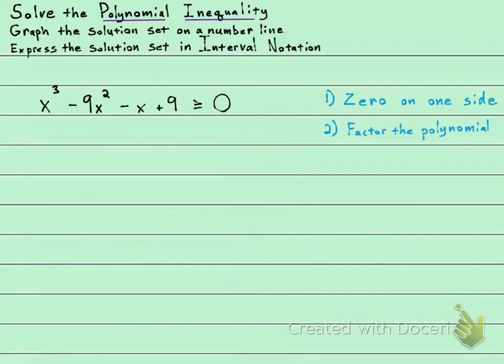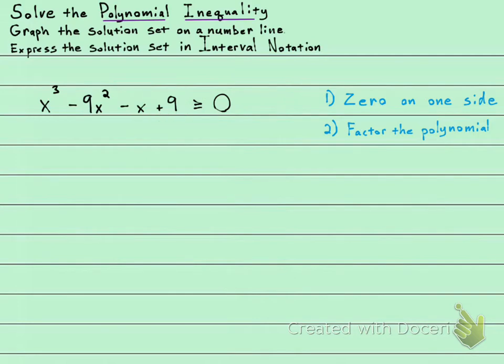Let's solve this 4-term polynomial inequality, and then we're going to graph the solution set on a number line and then give the interval notation of that solution set. So this is my polynomial, 4-term polynomial, 1, 2, 3, 4, and it's an inequality because it's greater than or equal to 0. It's not equal.